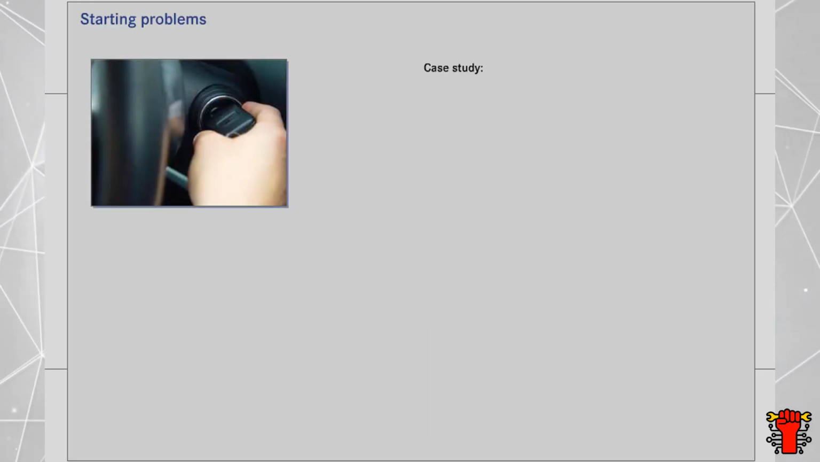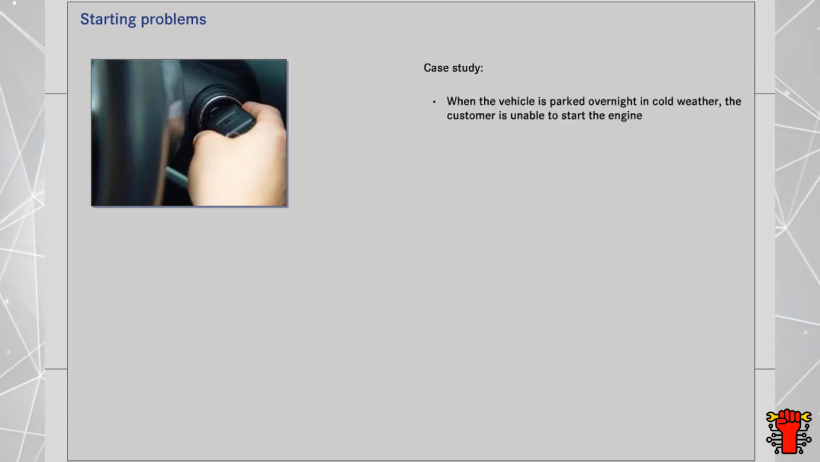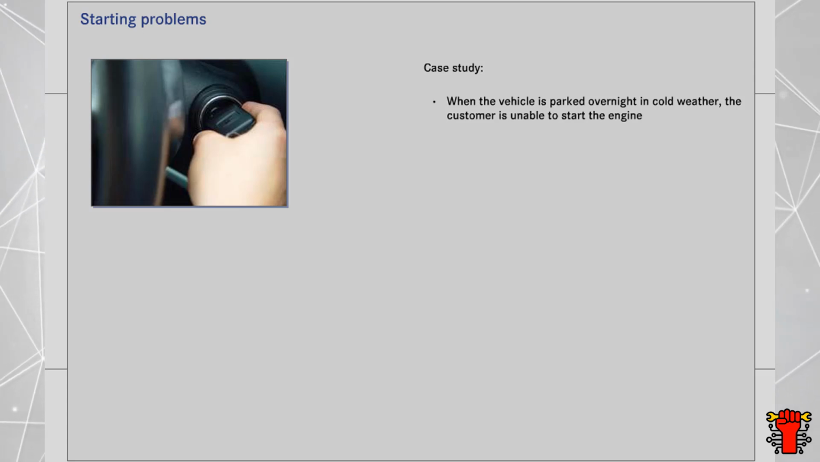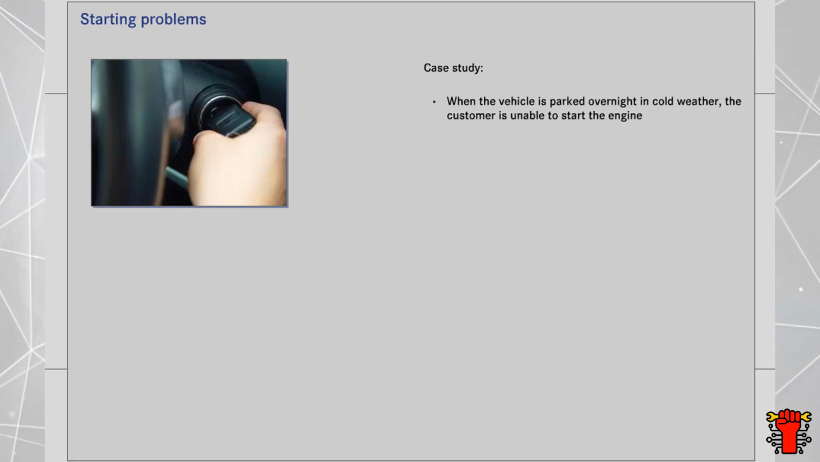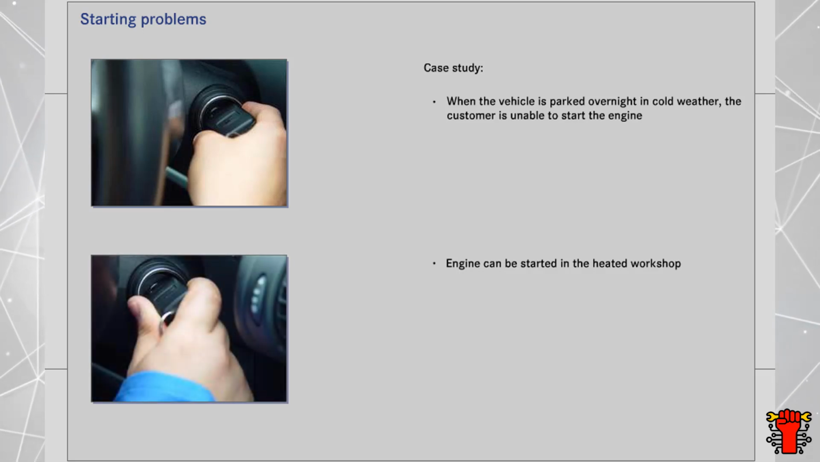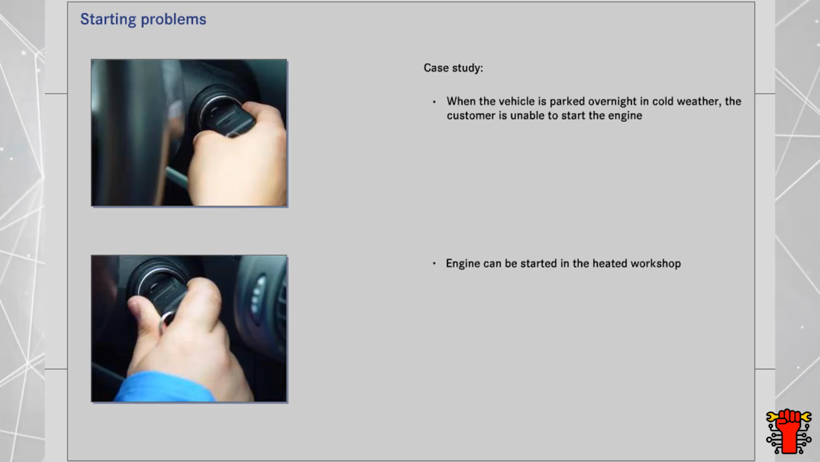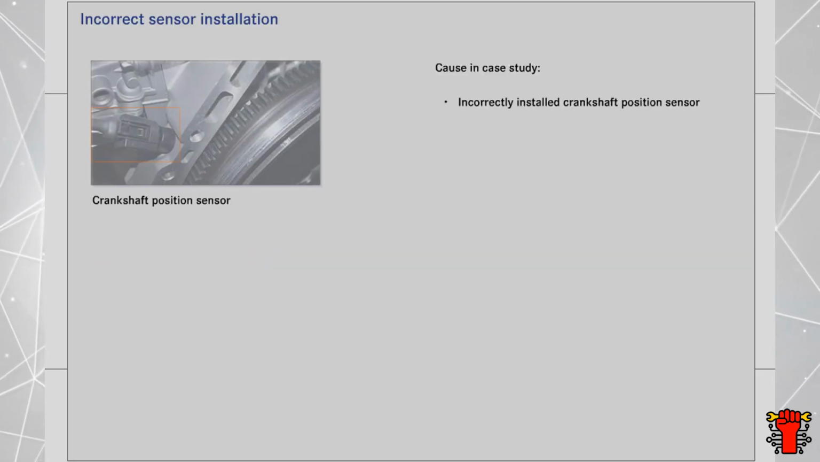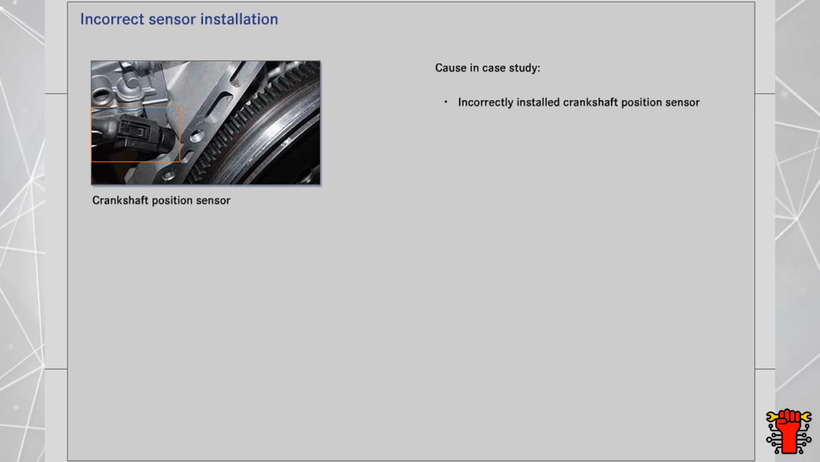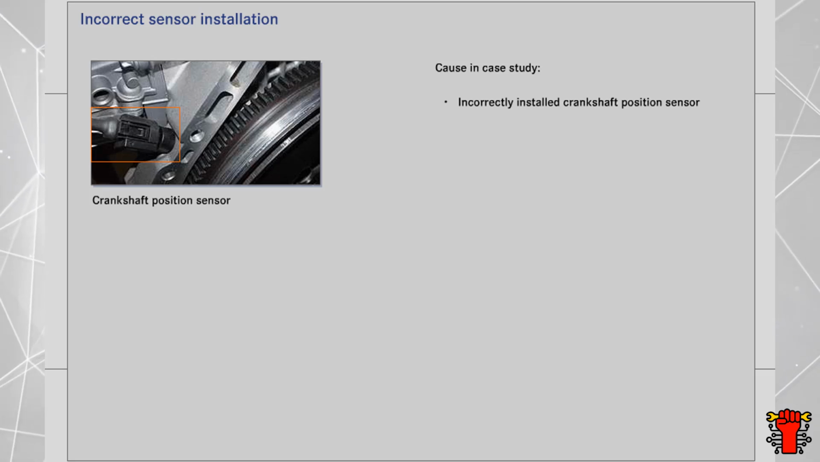Do you remember the exact circumstances of the case study in Chapter 1? The customer's vehicle cannot be started again after it's been standing outside overnight in cold weather. After it's been standing in the heated workshop for a few hours, the service employee manages to start the engine without any problems. The cause is an incorrectly installed crankshaft position sensor which is too far away from the flywheel.